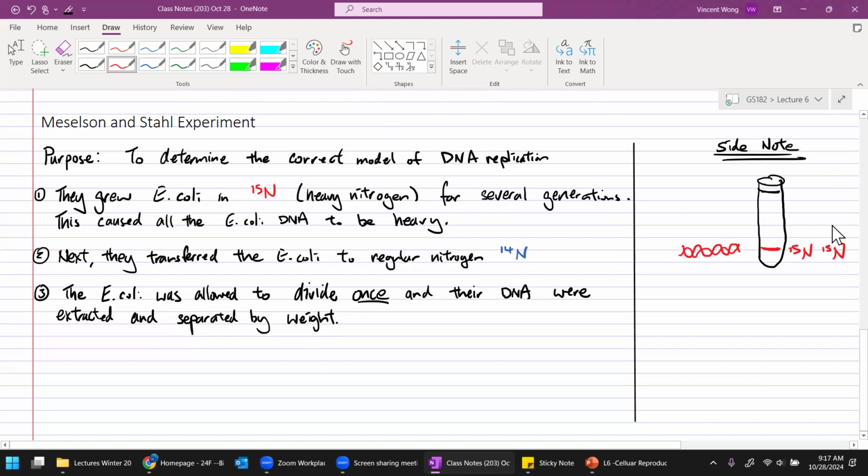How about DNA that's made up of regular nitrogen, N14, N14? Where do you expect to find it? Yeah, let's say top, okay? Top. Right here. N14, N14. Now, what's the middle for then? What do you think?